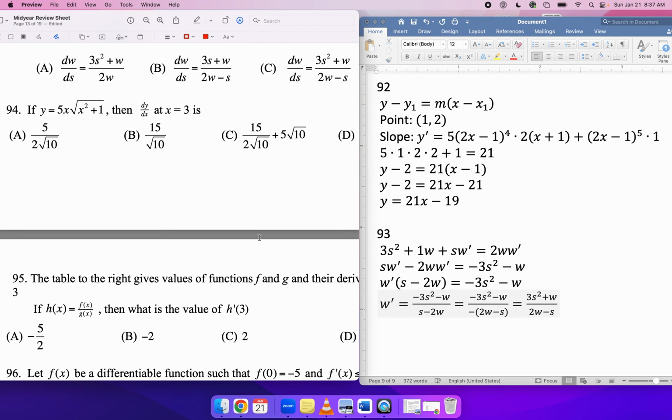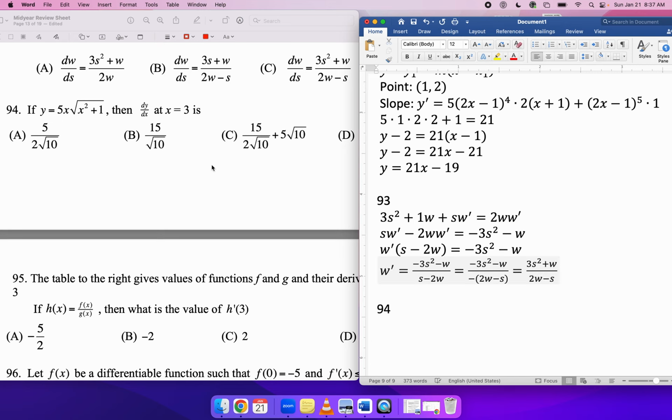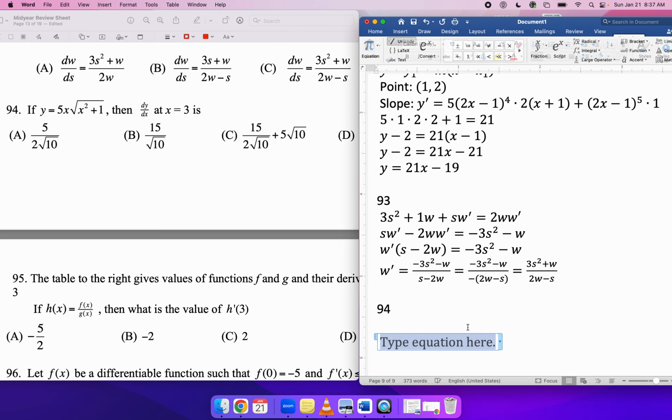94. Find the derivative of this guy at 3. This would be another product and composition. It's 5x times root x squared plus 1, so that's a product. But when we take the derivative of the root x squared plus 1 term, we're going to need the chain rule. So y prime is derivative of 5x is 5, leave the root expression alone, plus leave the 5x alone, and now take the derivative of the root expression.